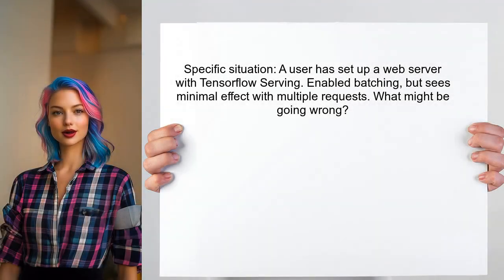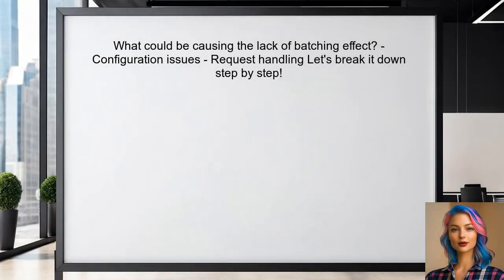Here's the specific situation we're addressing. A user has set up a web server using TensorFlow Serving and enabled batching, but they notice minimal effect when sending multiple requests. They want to know what might be going wrong. So, what could be causing this lack of batching effect? It could be related to how batching is configured or how requests are being sent to the server. Let's break it down step by step.